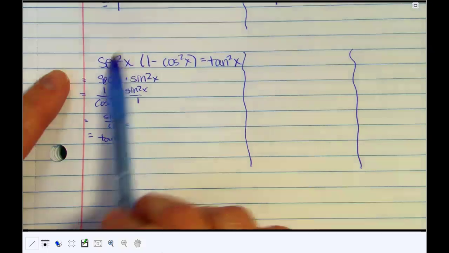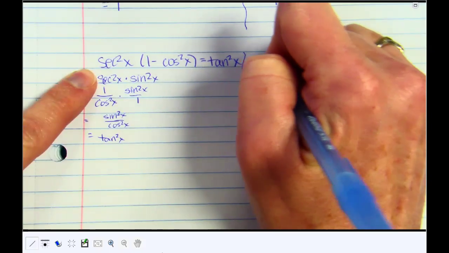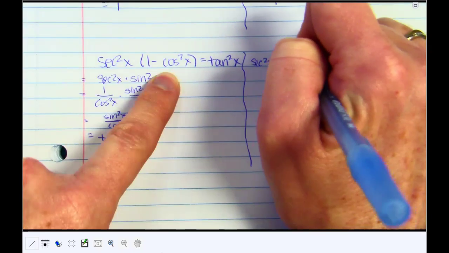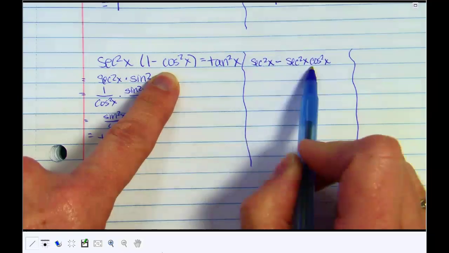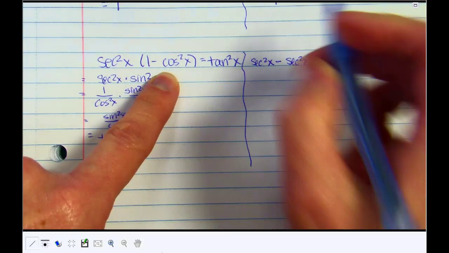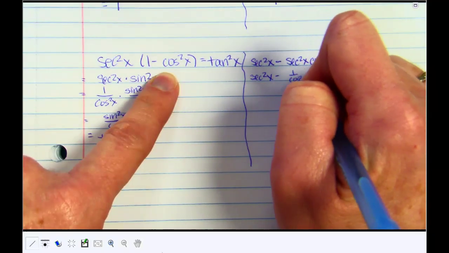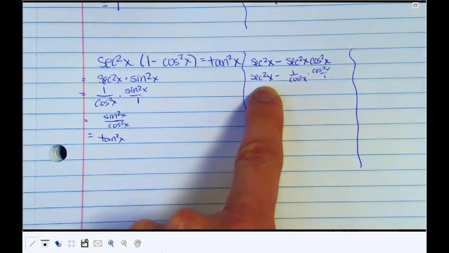You could distribute first. So if you distribute first, you have secant squared times 1, and then minus secant squared times cosine squared. These guys get turned into 1 over cosine squared, and then cosine squared. This guy I'm not changing because there's nobody for him to cancel with. I changed it and then I got confused and took a step back, didn't change it, and I figured it out.